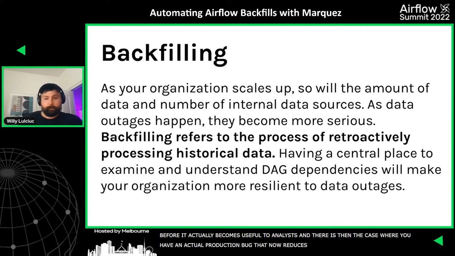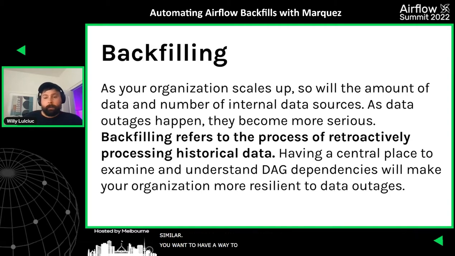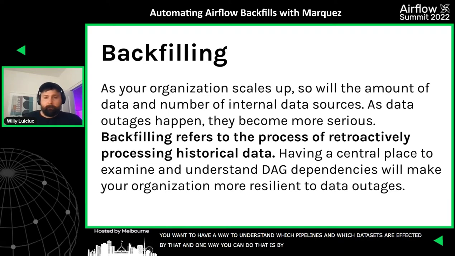Maybe it's introducing nulls, or you have values that are no longer correct, in the sense that it could be incorrect data, random characters being added or something similar. So you want to have a way to understand which pipelines and which data sets are affected by that. One way you could do that is by having a central location to store your metadata and understand dependencies between your different pipelines and the data sets that they produce and consume.